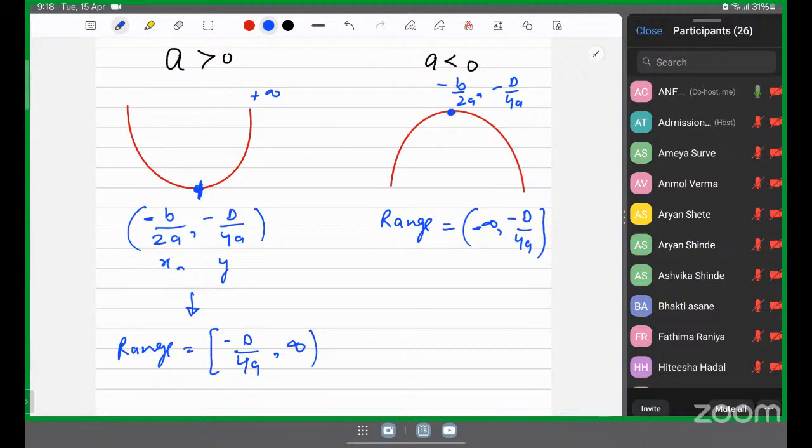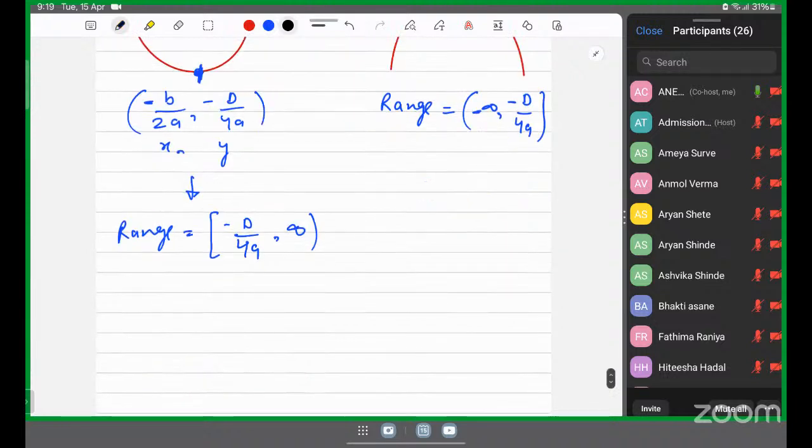The domain is always R, there is no problem in the domain. And if you want to find the range, you have to take care of a, whether a is positive or negative, and the minimum or maximum value will always exist at the vertex point. In case of a parabola, in case of a quadratic function, the minimum and maximum values will always be at the vertex point, and that minimum or maximum value is given by minus d upon 4a. What is d here? d is the discriminant, which is calculated as b square minus 4ac.